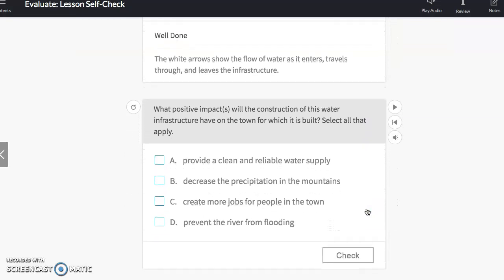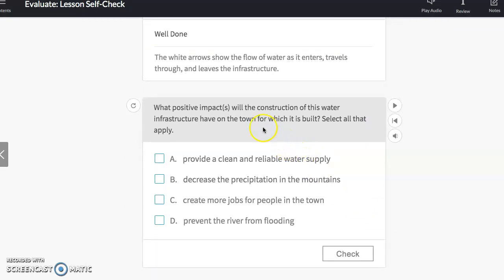What positive impact will construction have on the town? So will it have clean and reliable water? Yes. Will it decrease rain in the mountains? No. Will it create more jobs? Absolutely, because they'll get to work on the system.